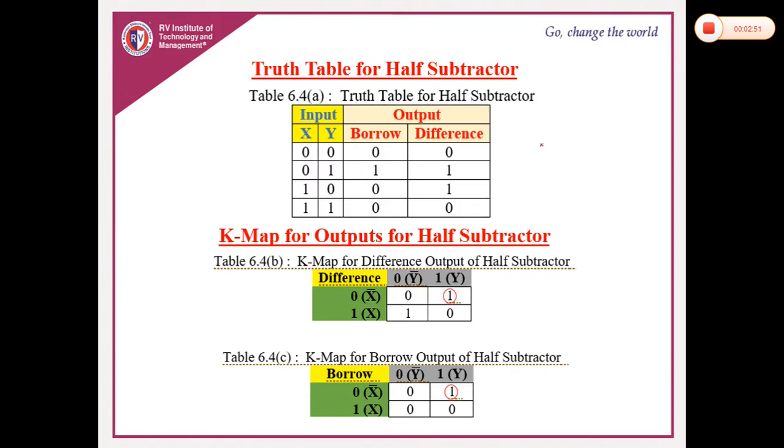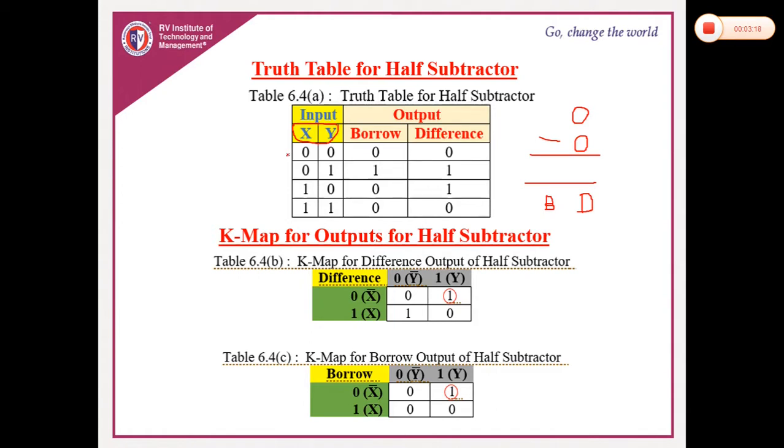Then we will go for the half subtractor. What is basically a subtractor? It is going to subtract two different entities. Whenever we say 0 minus 0, what is the result? We get the difference as well as the borrow. For that you can see the half subtractor. A half subtractor has two inputs and two outputs. The two inputs are x and y, and the two outputs are borrow and difference.